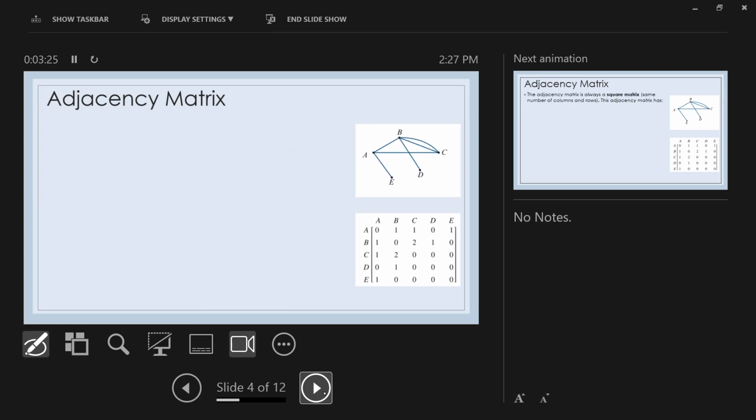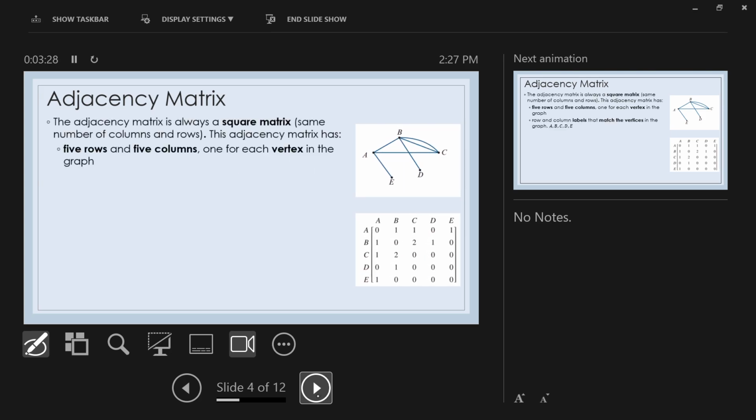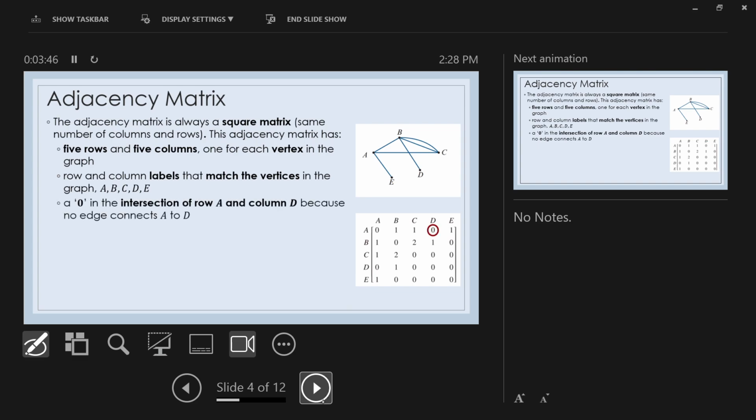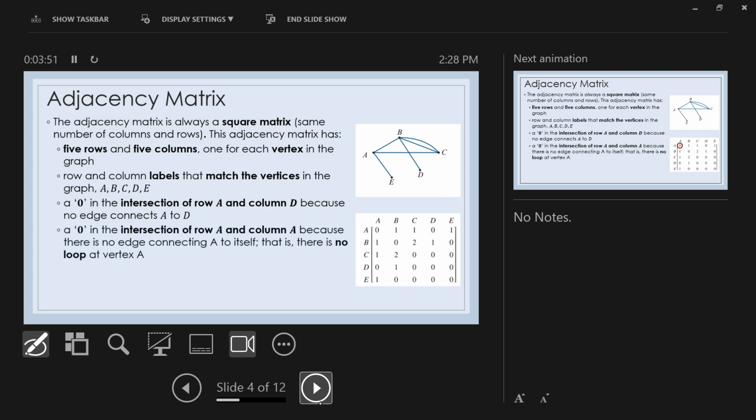Okay, here we go. Like we said, it's a square matrix. It has 5 rows and 5 columns. Rows go across, columns go vertically. Okay, in each of the different locations we have a number which represents how many ways there are in fact to get from and to each of those locations. All right, as we just said, making sure you're putting a number in for each of these. A 0 at the intersection of row A and column A because there is no edges connecting A to itself. That is, there is no loop at vertex A. Okay, so that was talking about that one just there.